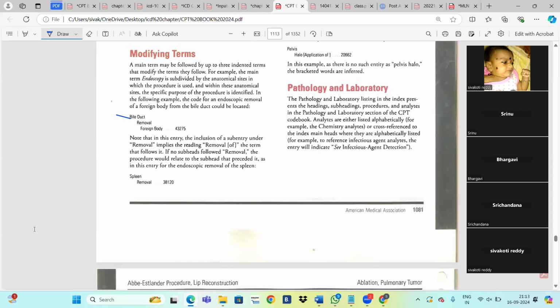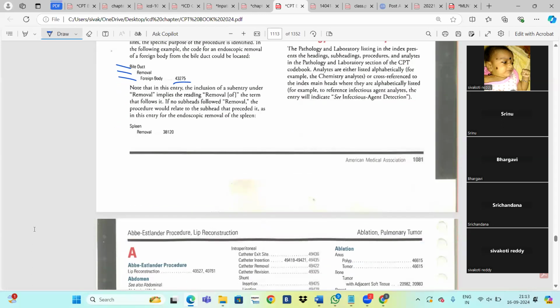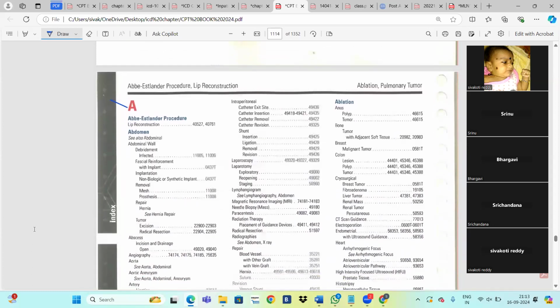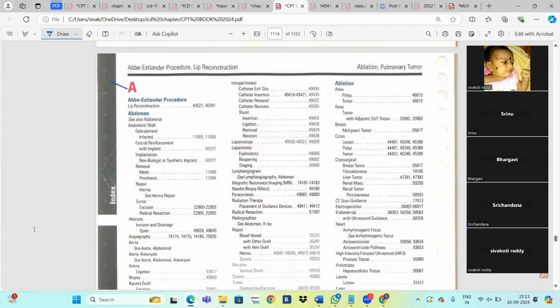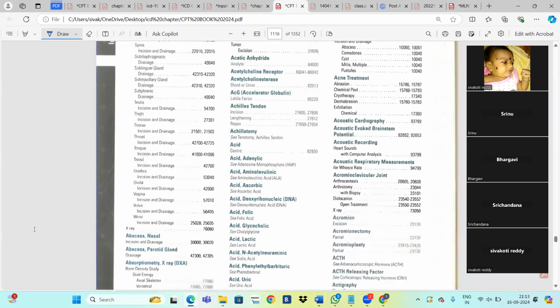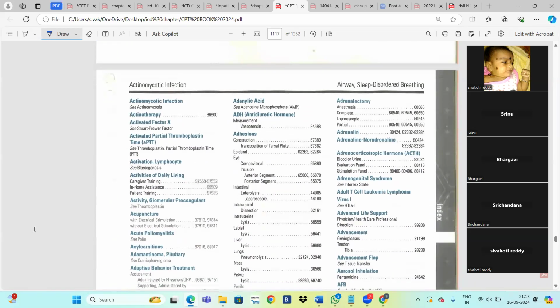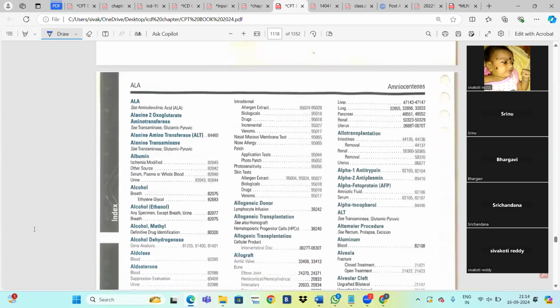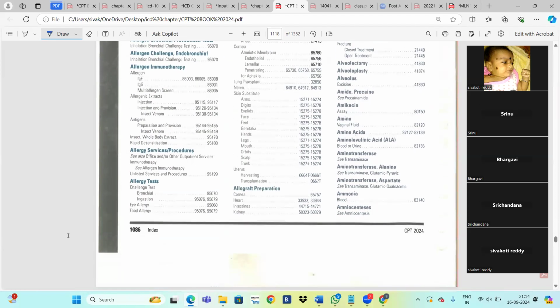Like this, the modifying terms, removal, foreign body, how to lead the code, they given, and it will start with A to Z. Like any book, ICD, PCS, same. It will start with A to Z. Okay. Sometimes you will get one code. Sometimes they will give 3 to 4 codes, which means in these 3, one was the correct based on the guideline, how they are used. Okay, like this. They are given 2 to 3 codes for sometimes.